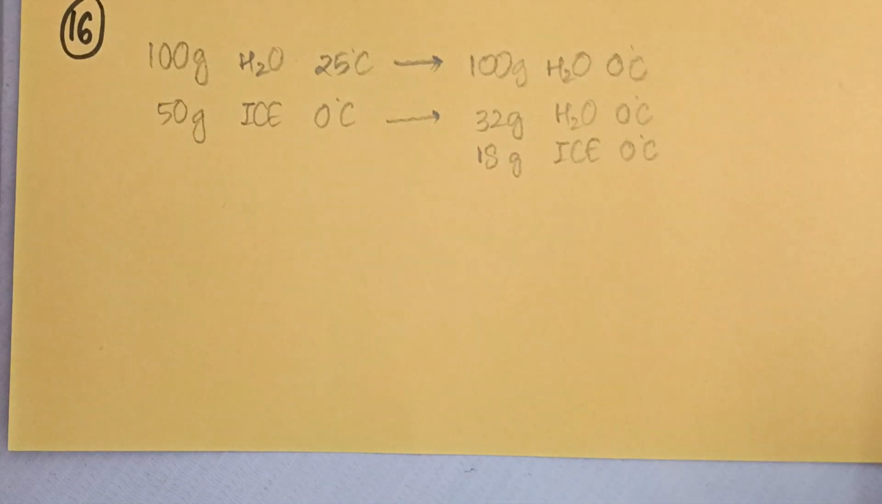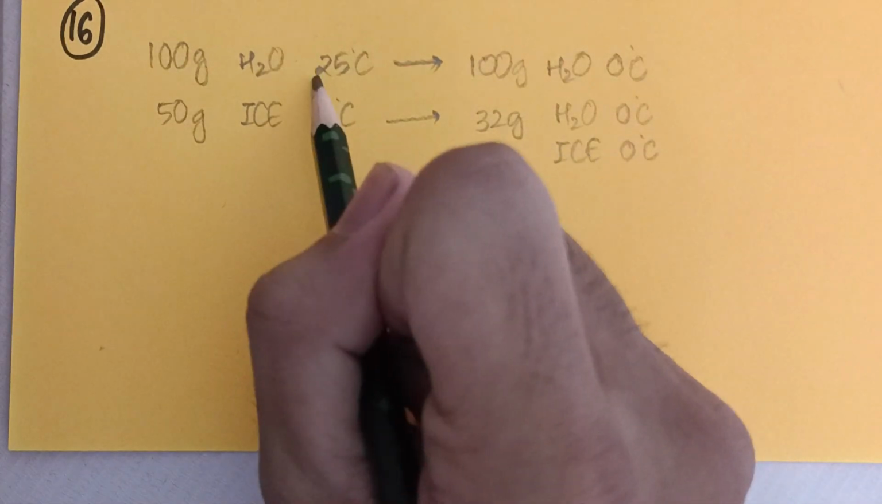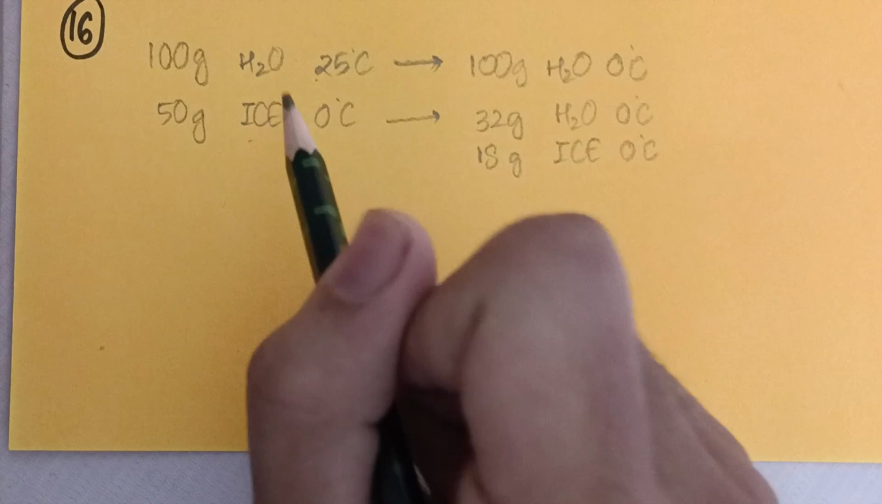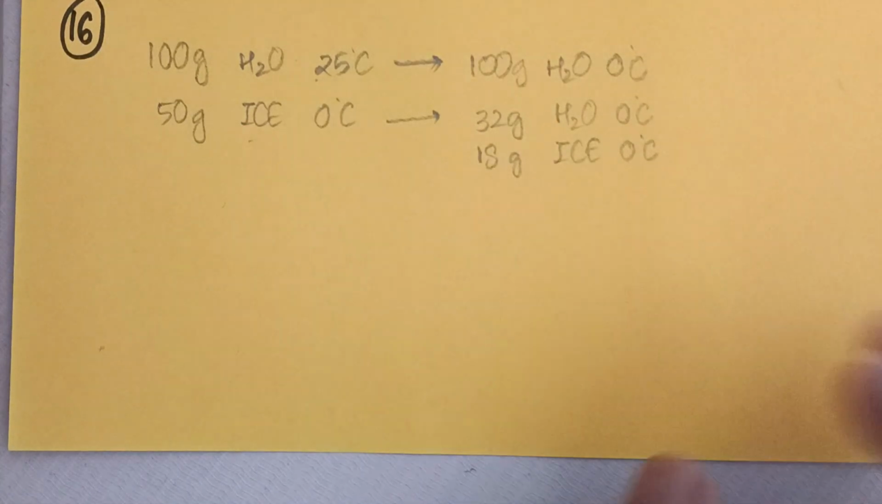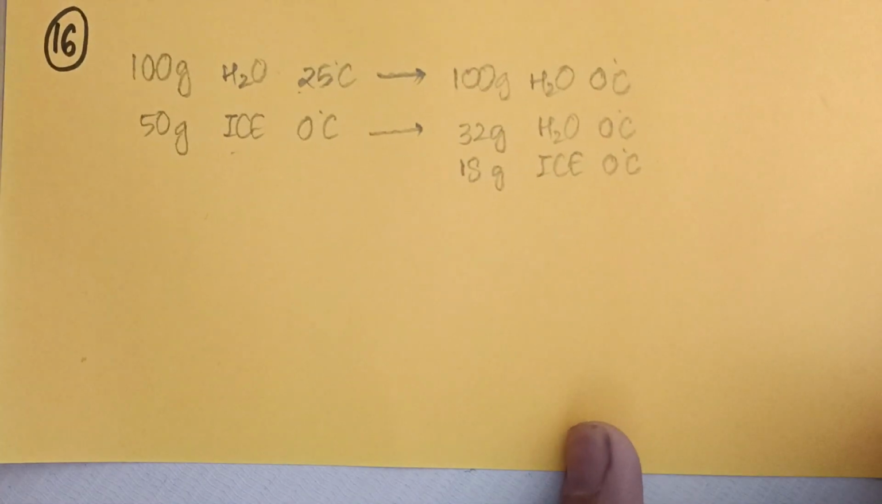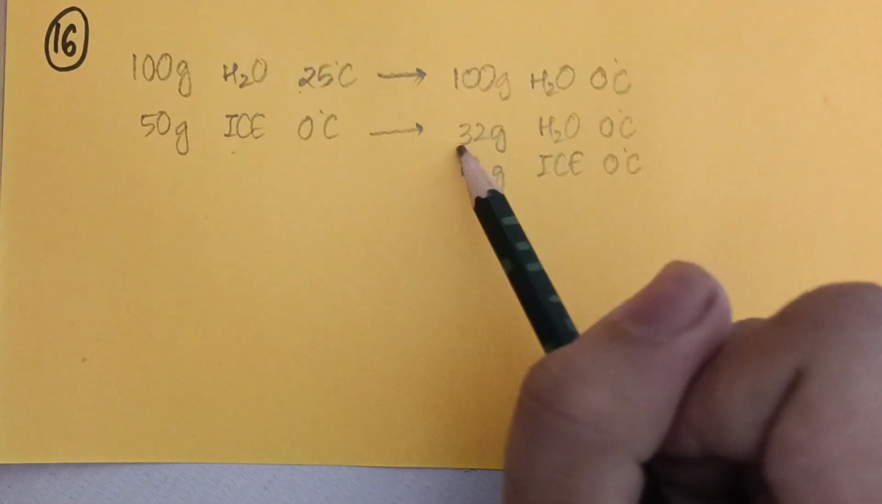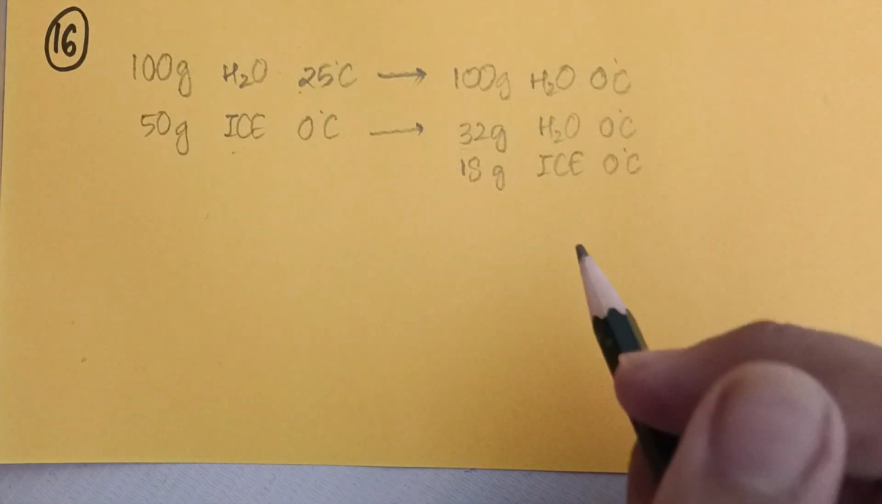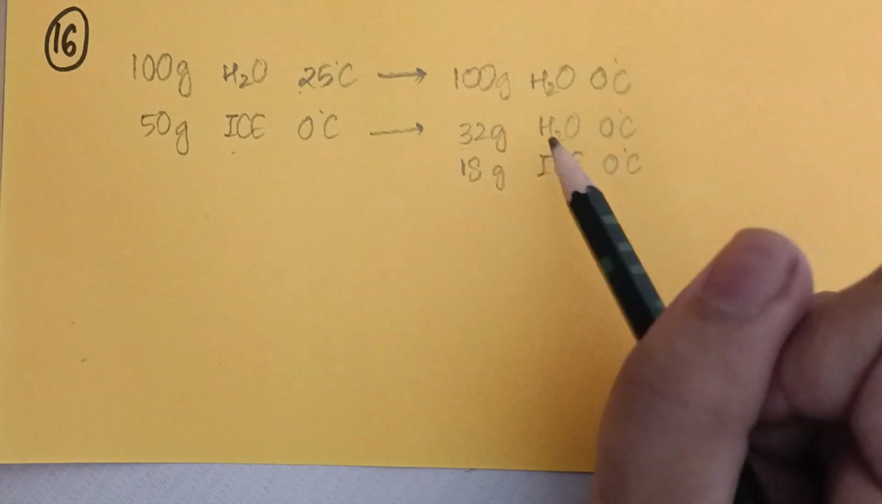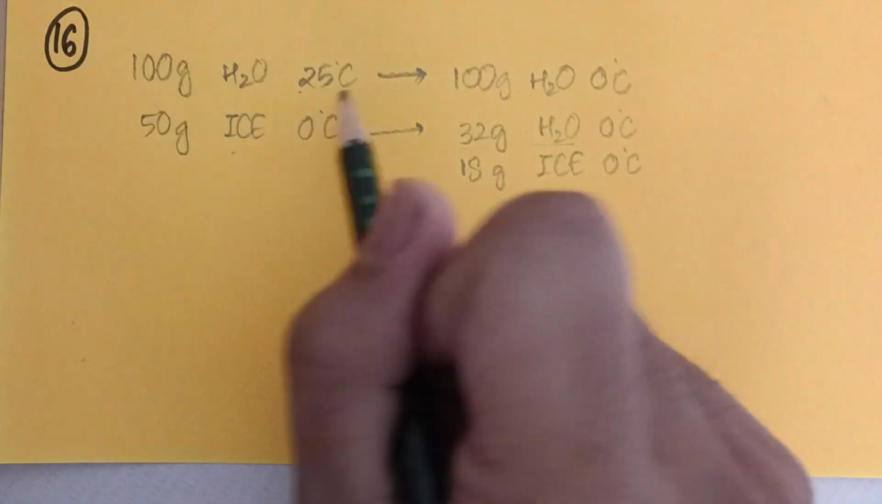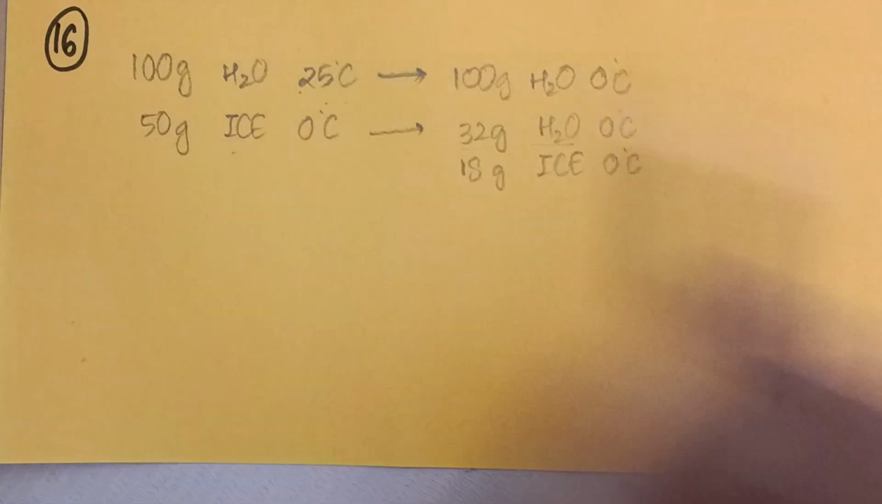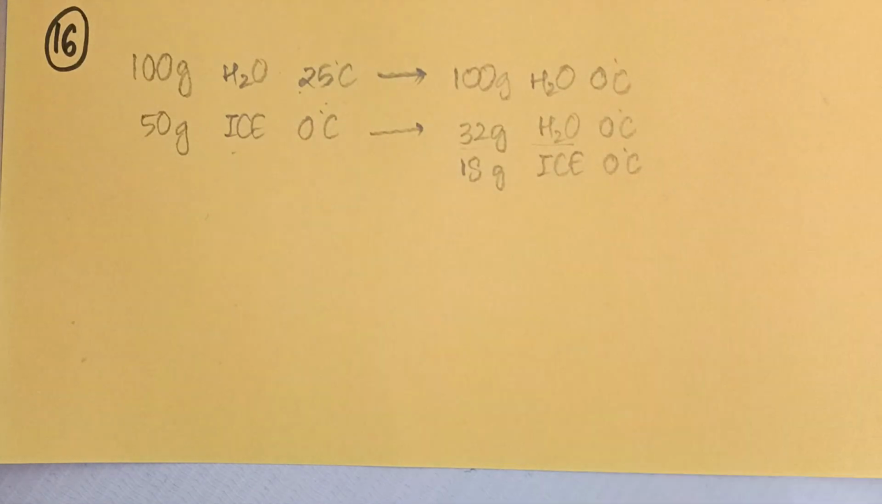So now let's think about what changed. What happened was water provided heat to the ice. Water cooled itself down, providing heat to the ice, and ice got heated up. So 32 grams of ice got heated up and got converted to H2O, while water provided heat as it cooled down. The specific heat capacity of water is 4.2 joules per gram per degree Celsius.